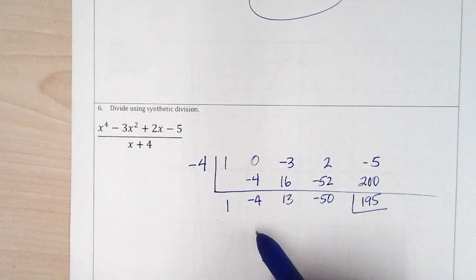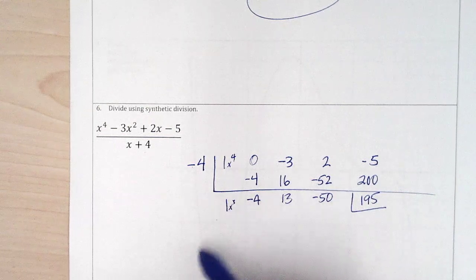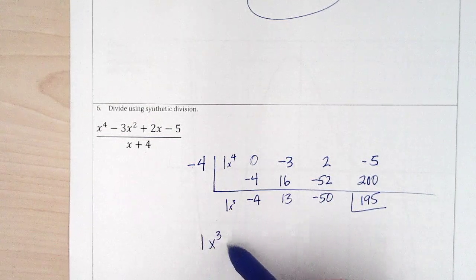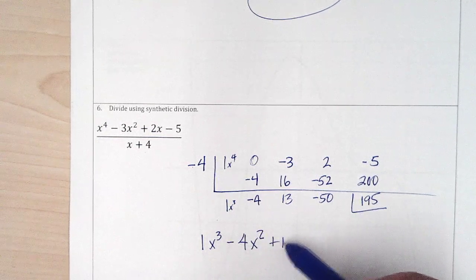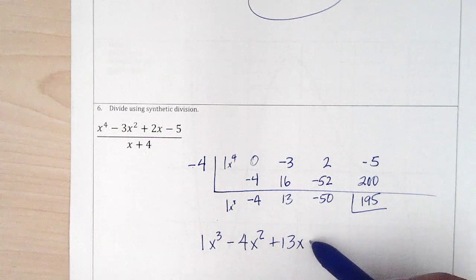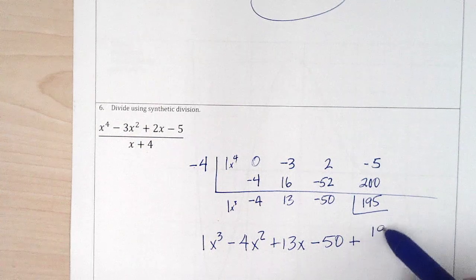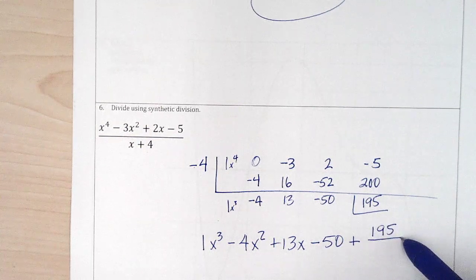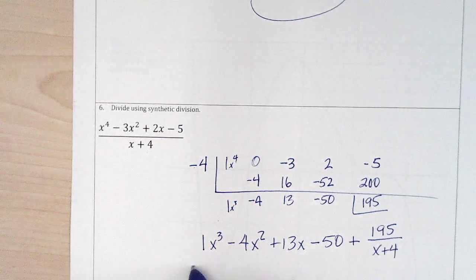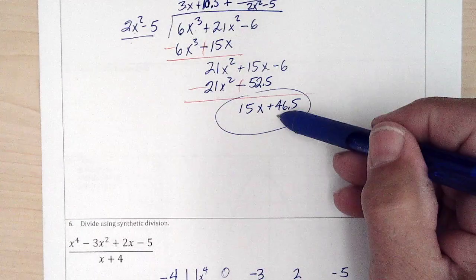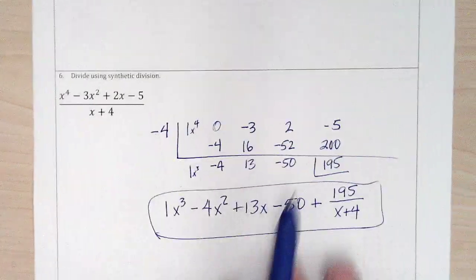So my answer is, see, this was x to the fourth, so this is x to the, I get 1x to the third minus 4x squared plus 13x minus 50 plus my remainder over my divisor. The remainder goes over the divisor. Like we did up there, we get it here.